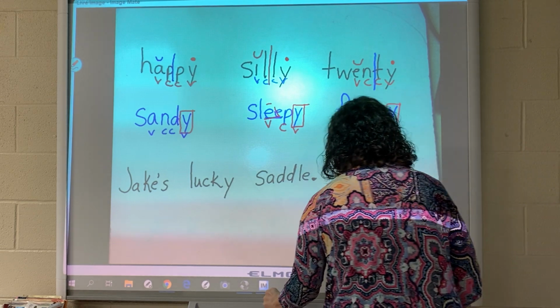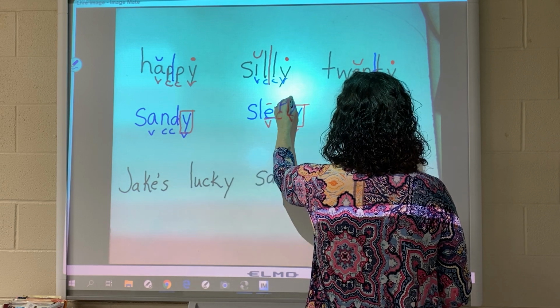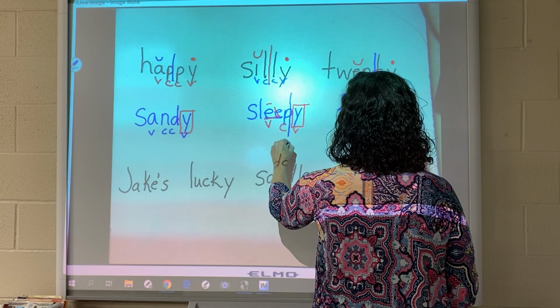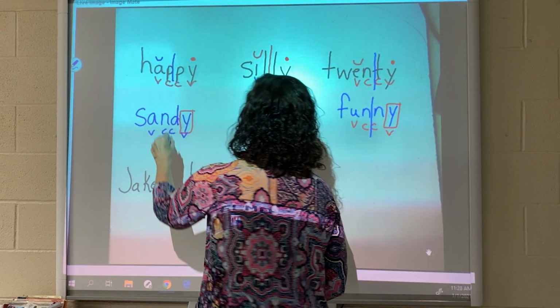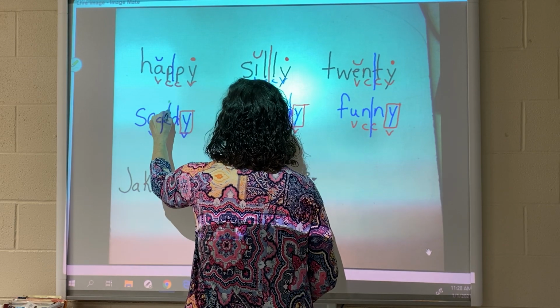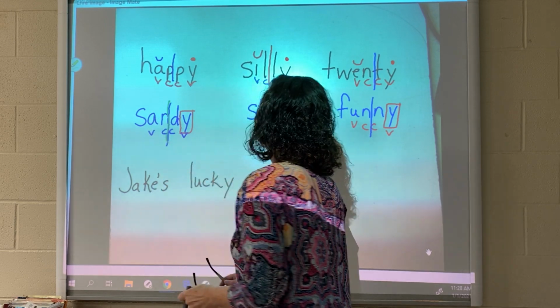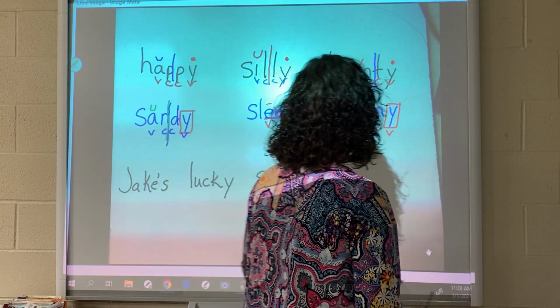And don't forget to separate the words. This one gets separated right before the Y. And this one gets separated in the middle. Okay. So then I go back and I code all the rest of my vowels and letters that need it.